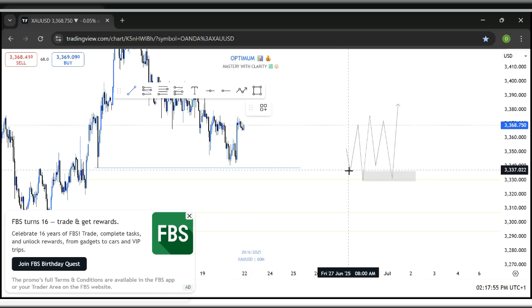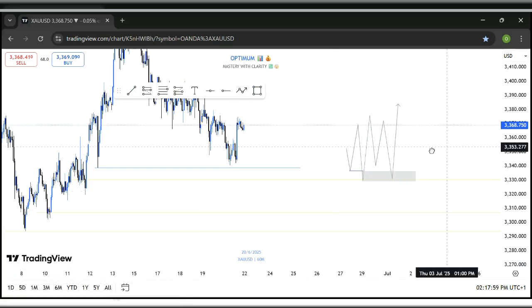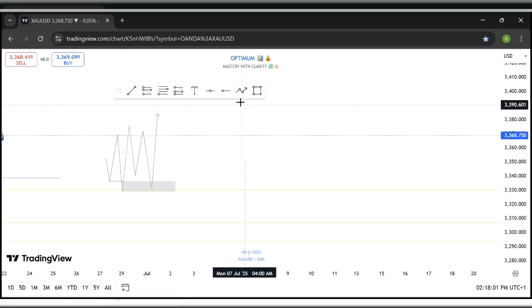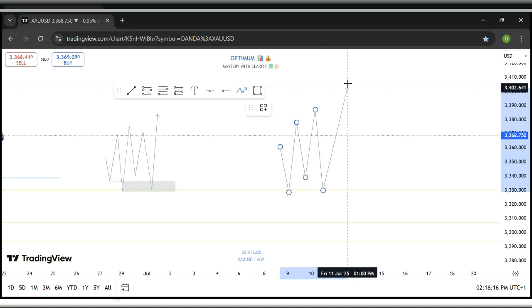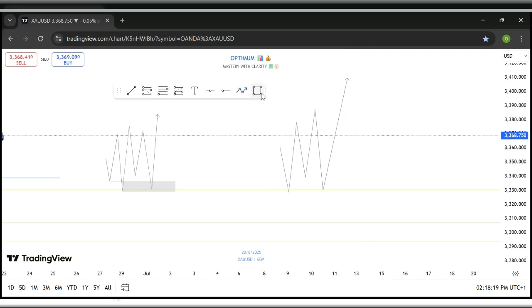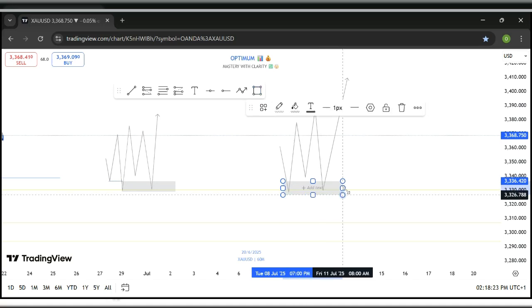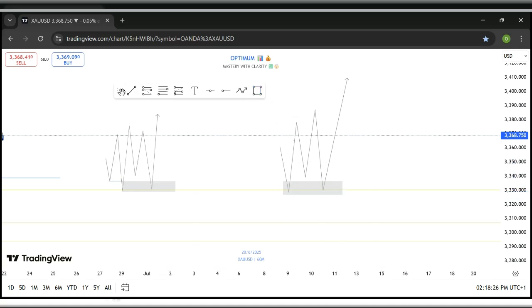Now the second model is the one whereby there is no liquidity grab. All we have is a simple move where the market goes up, comes down, creates an inducement, either takes this high or not, and then comes back to go up from here. So the only difference between these two models is that one had a liquidity grab while the other didn't. But one thing that was visible in both of them is our inducement.